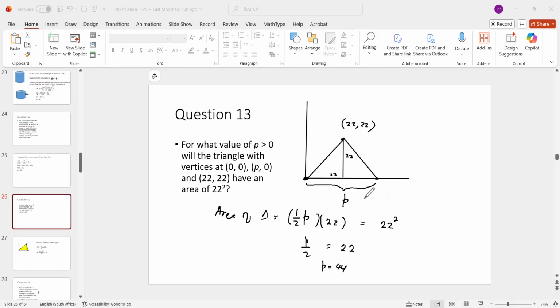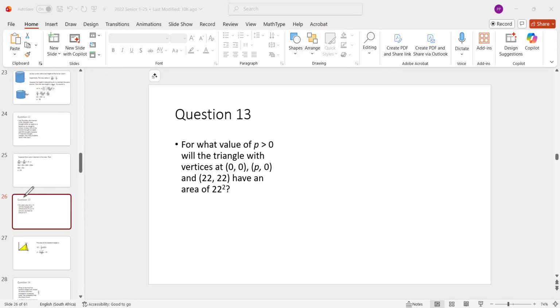They ask you for what value of p is this. They have to say p greater than 0 because you could have drawn it on the other side. But even there, it'll be half base times height. But in that case, p would have been negative. Right, so there are two possibilities for this. But I think 99% of the students would have done it like this. But just to be on the correct side, they have to say that p is positive. Okay, so my answer is 44.